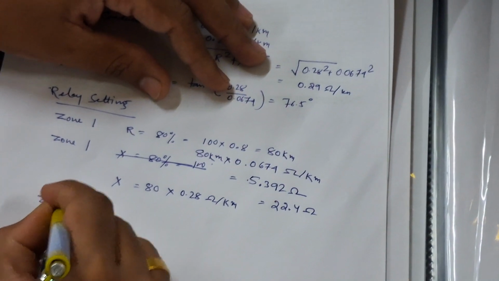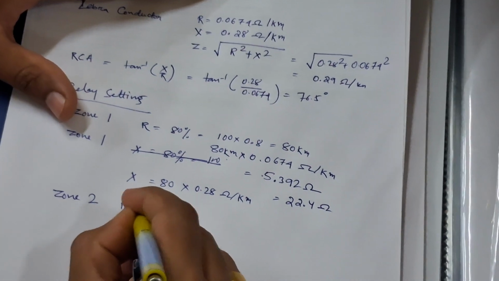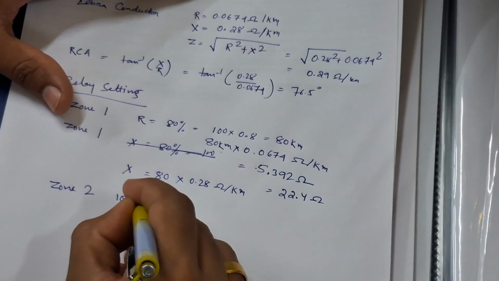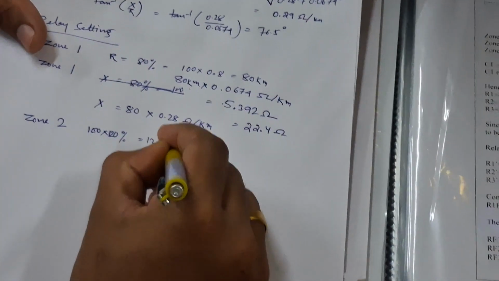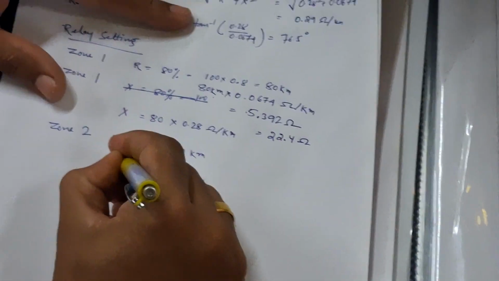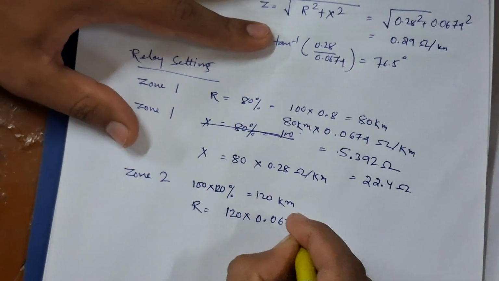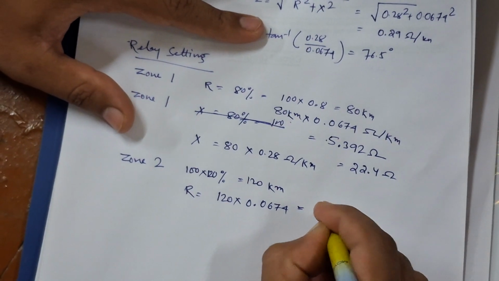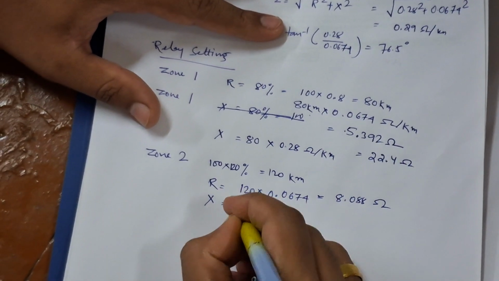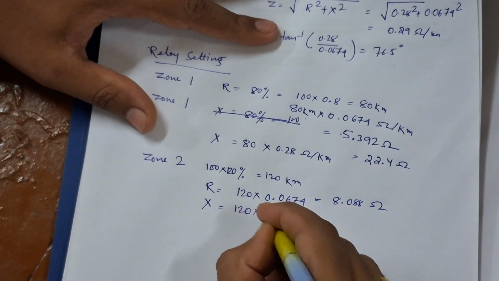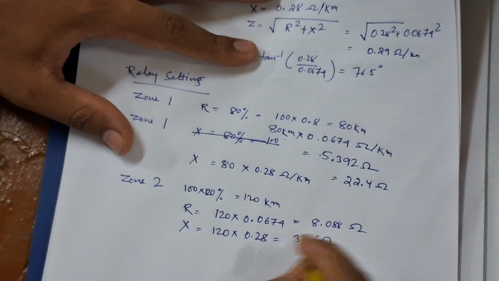Like that, for zone 2 the distance would be 100 into 120%, that would be 120 kilometer. So R will be 120 into 0.0674, that will come 8.088 ohm. Likewise, X will come 120 into 0.28, that will be 33.6 ohm.